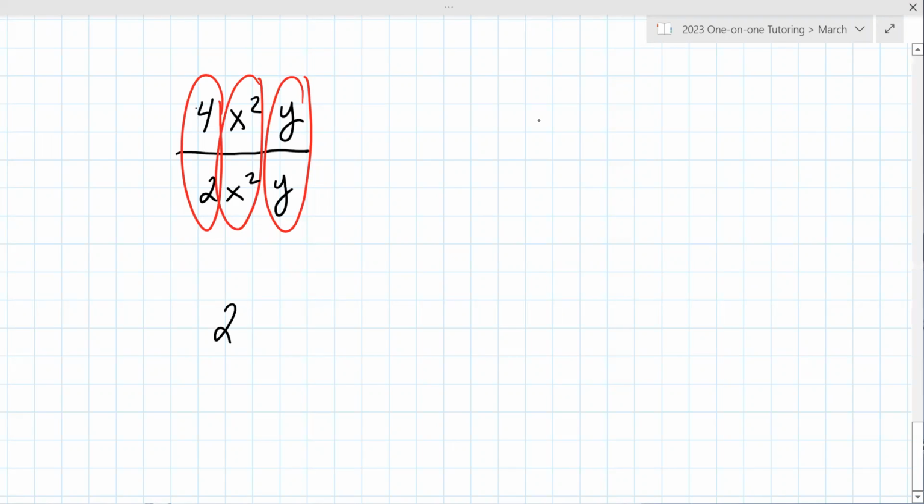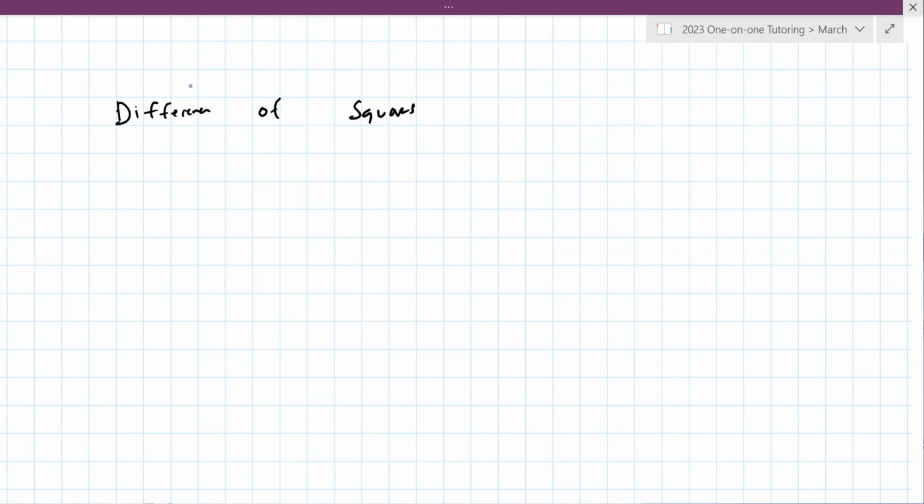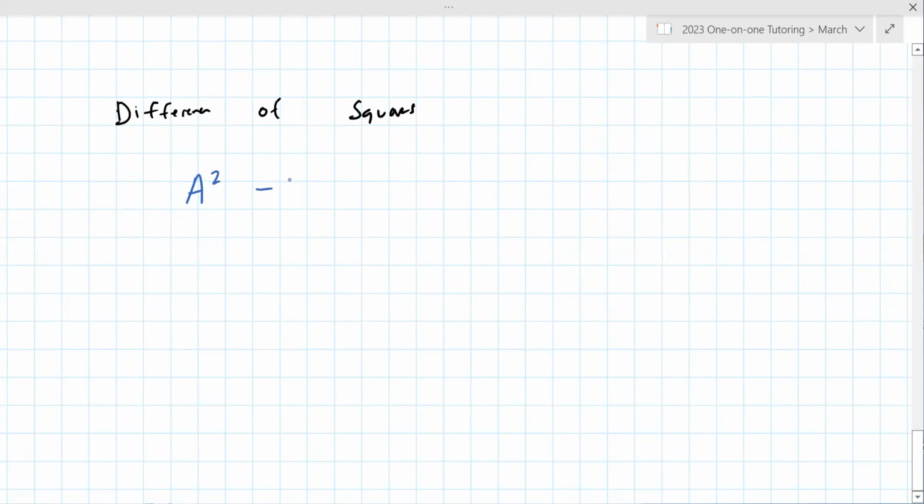Good. So the other thing that could happen here wouldn't happen in any of these. So I guess that's it. Okay. Now the next type of factoring is called difference of squares. It has a formula here. Given a squared minus b squared, it always becomes a minus b, a plus b.